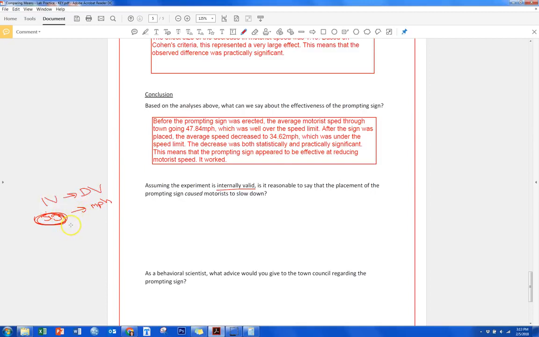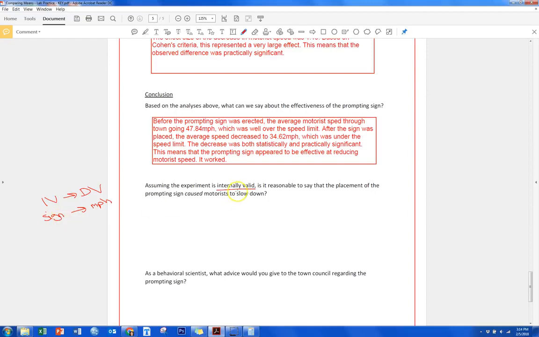There wasn't something else going on. For example, time of day. Before the sign was put up, they could have been measuring the speed during rush hour, and then later, after they put up the sign, they measured the speed in the middle of the day, or maybe on a weekday versus a weekend, something like that. That could have been causing the difference. Some other confounding variable. The confounding variable is another variable that varies with the independent variable.